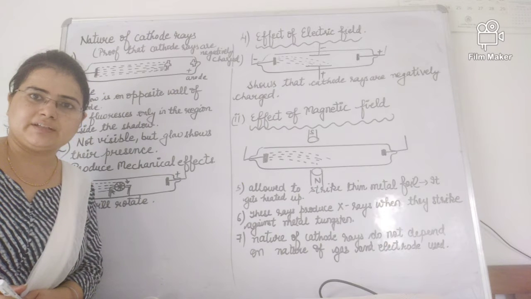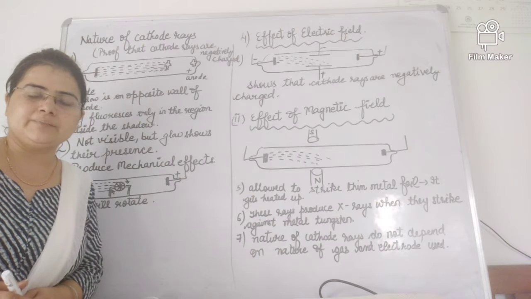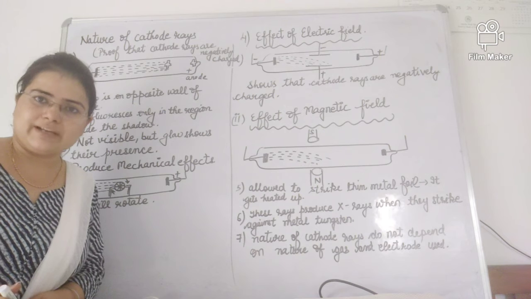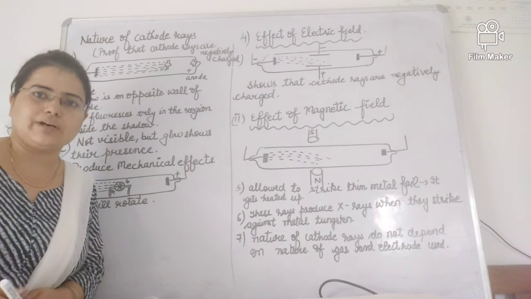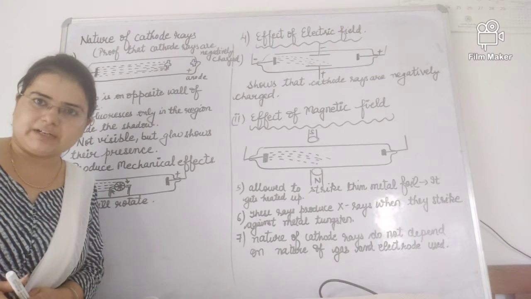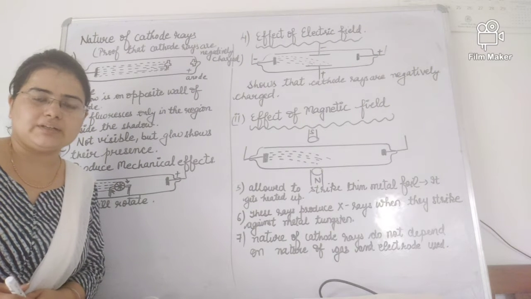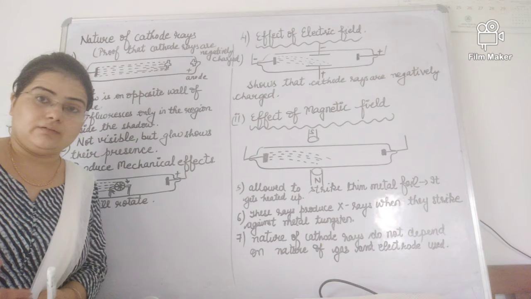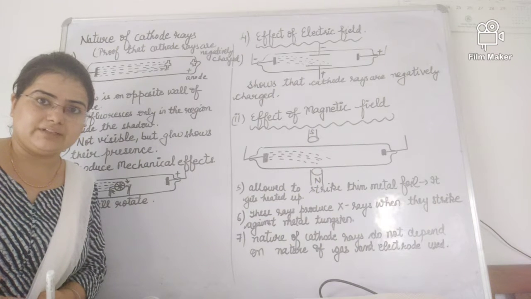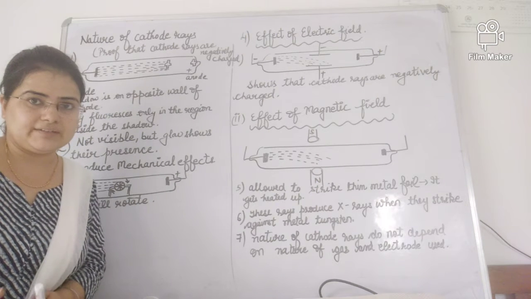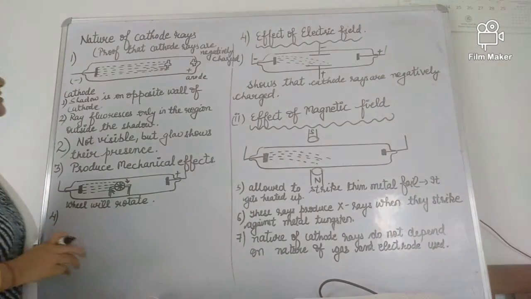We discussed in the previous video that cathode rays were present, and later on the cathode rays were found to have negatively charged particles, which are termed electrons. So now we have to prove that the cathode rays really have negatively charged particles. So let's see some observations.